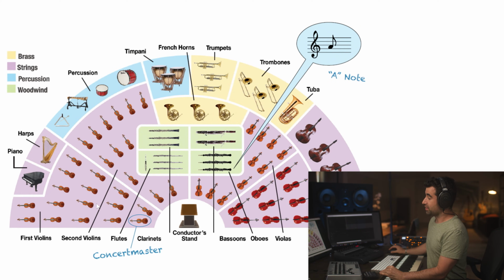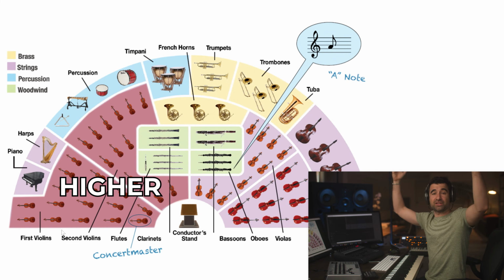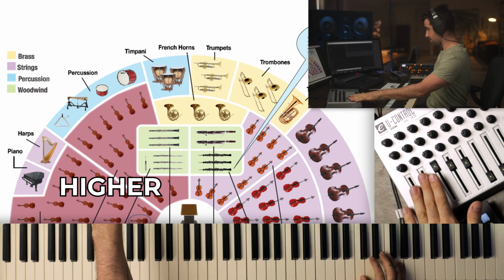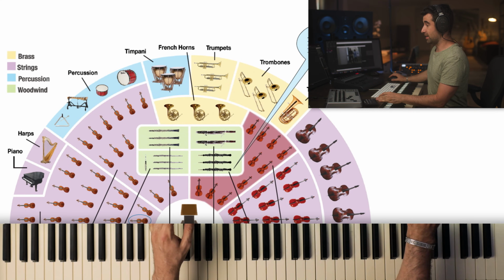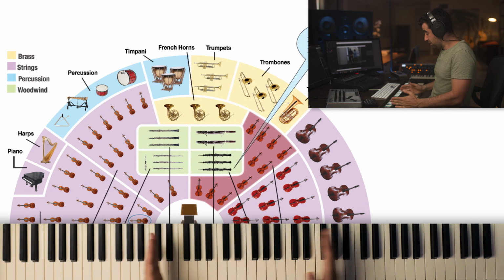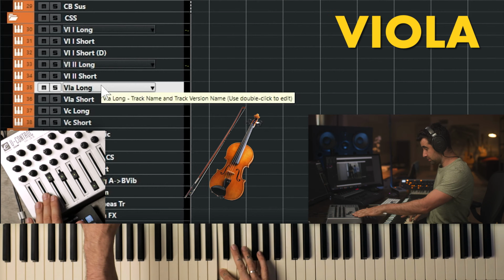So within the strings section, the violins is the section that's gonna go higher in register, meaning it's going to be able to perform higher pitched notes, right? Like this. Now, violas sit kind of in the middle when it comes to register in the strings family. So violas.